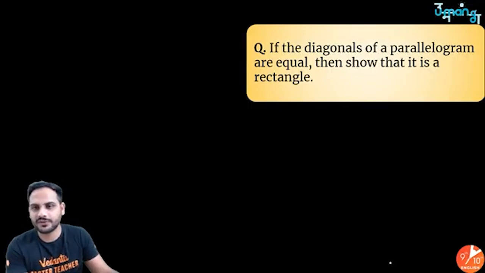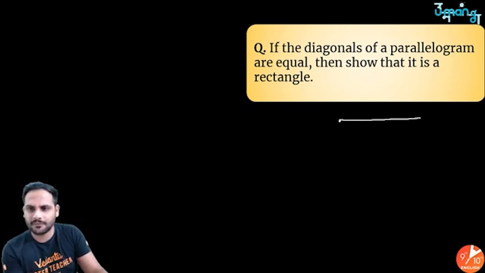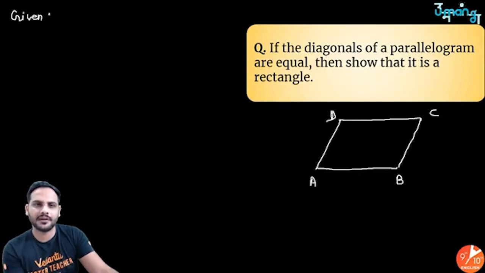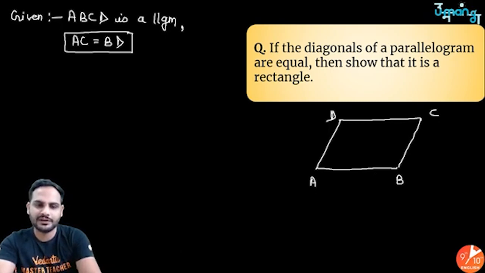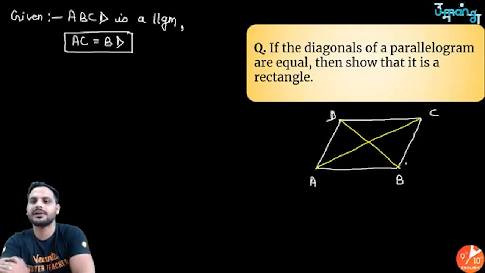So the first question we have: if the diagonals of a parallelogram are equal, then show it is a rectangle. What has the question given? It has given me a parallelogram. For example, let us say this ABCD is your parallelogram. Given that ABCD is a parallelogram, and in which diagonals are equal. So AC is equal to BD is given to me. They are saying, prove that it will be a rectangle. So already a parallelogram is given and I want to go for a rectangle.